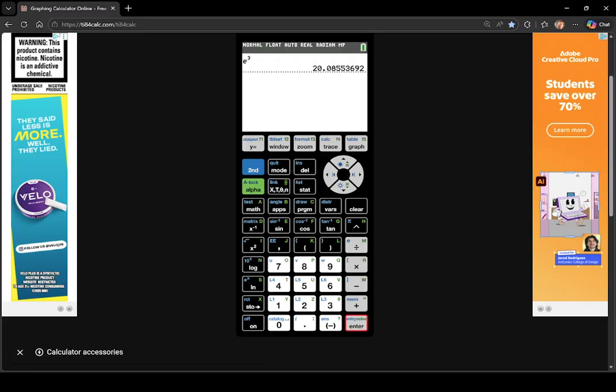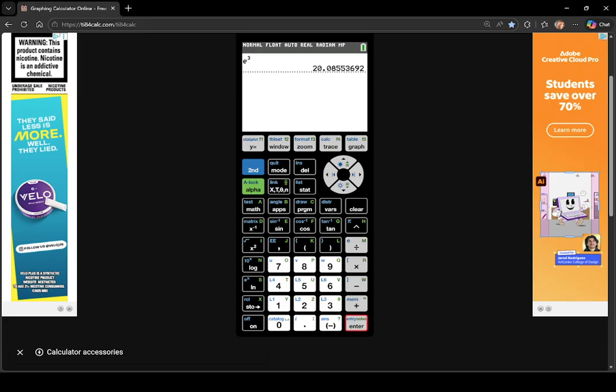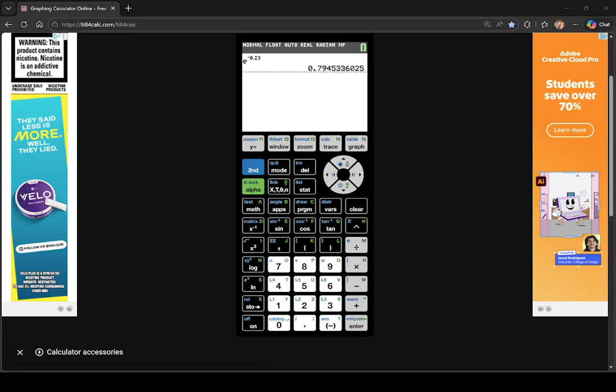So we get 20.0855. So I'm going to write that down on our slide, 20.0855. Now the next one is e to the negative 0.23. Here we get 0.7945.